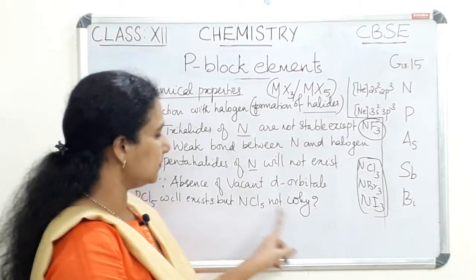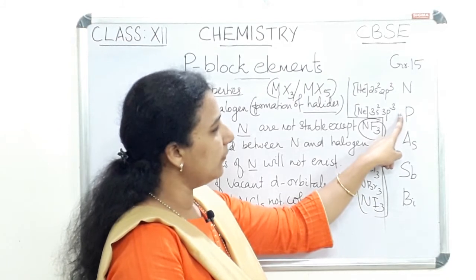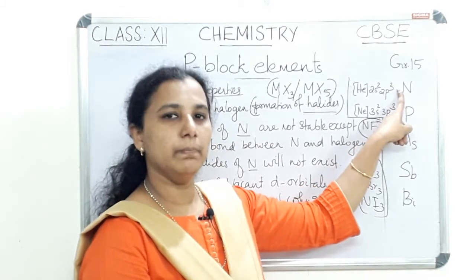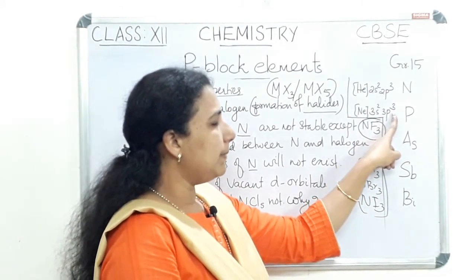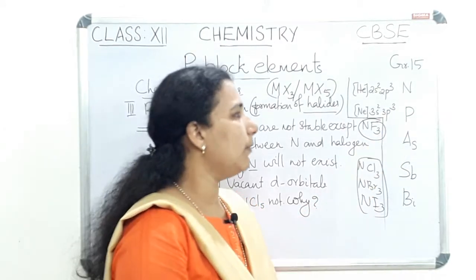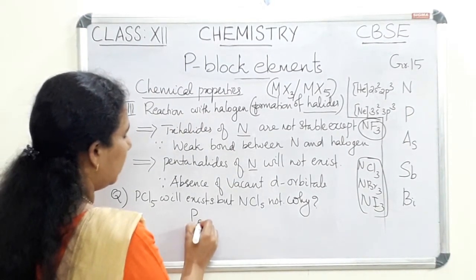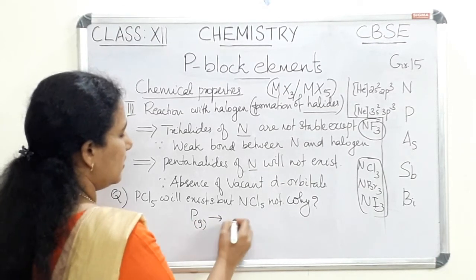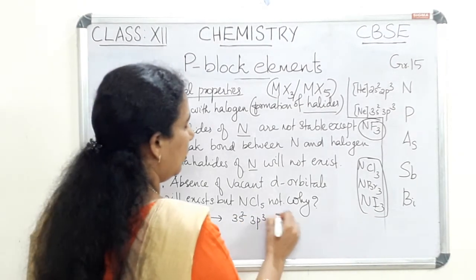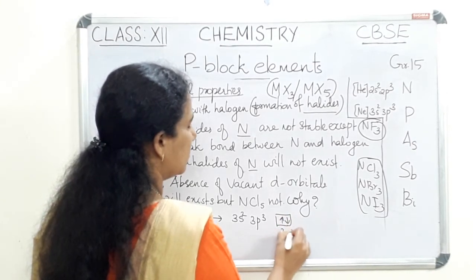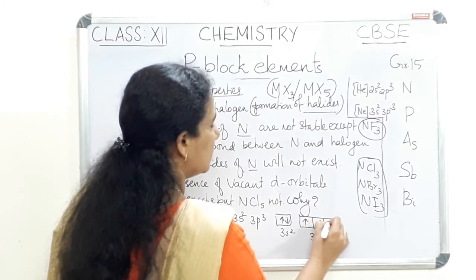That is a question. Here PCl5 will exist. The second one, phosphorus, will form pentahalides, but nitrogen will not. What is the reason? In the case of phosphorus, there is a 3s2, 3p3 configuration in the valence shell, so a vacant d orbital is available. In the ground state of P, the electronic configuration is 3s2, 3p3. So the orbital diagram will be this 3s2 and this 3p3.